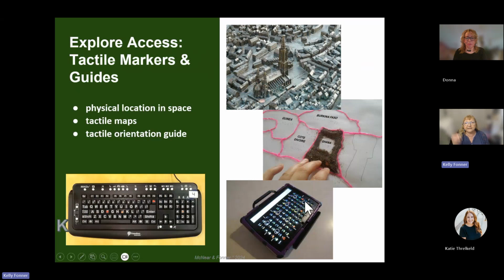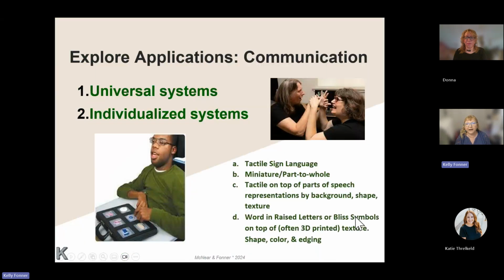but those 8 places have that raised area so you can figure out where you are on the display. So let's talk about some more communication applications. Some of the systems are more universal, and some systems are very individualized. So we know that people will use tactile sign language.